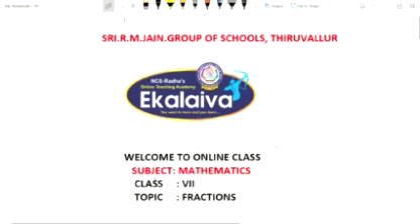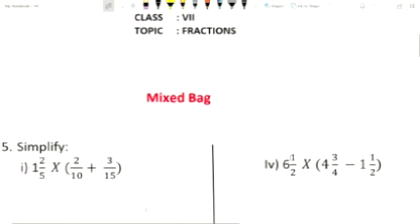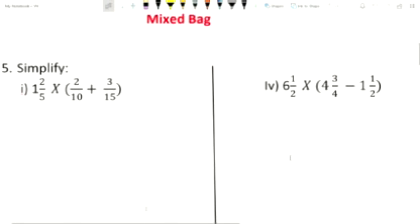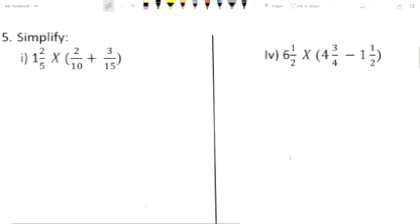Fractions, mixed bag questions. Question number 5. Simplify 1 2/5 into (2/10 + 3/15). First we need to simplify the bracket, then we have to multiply with this.